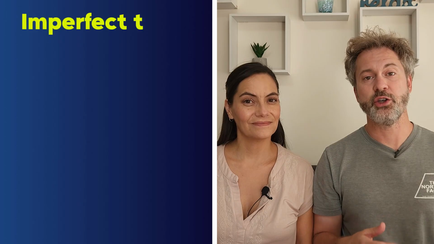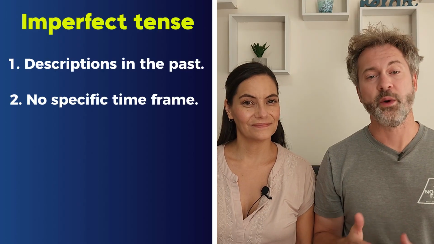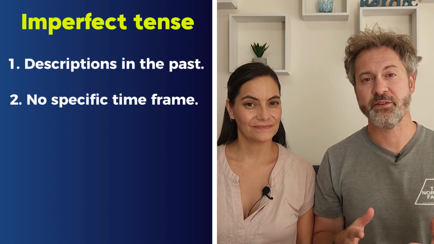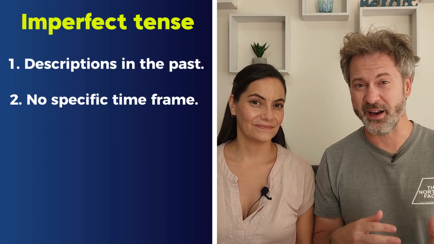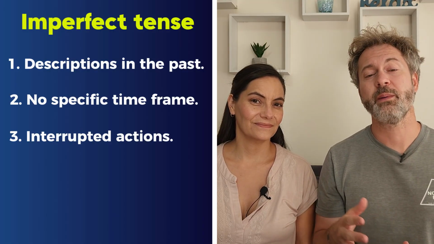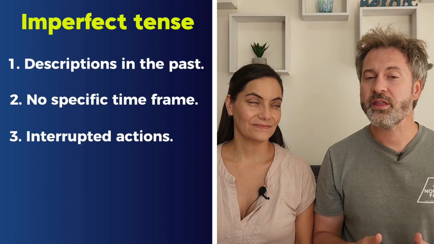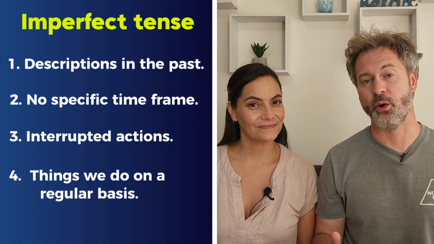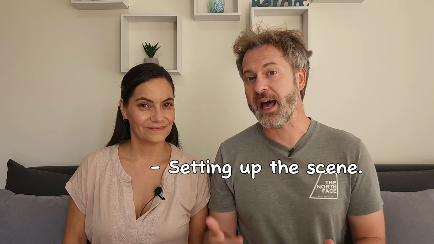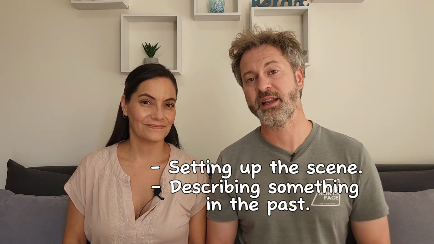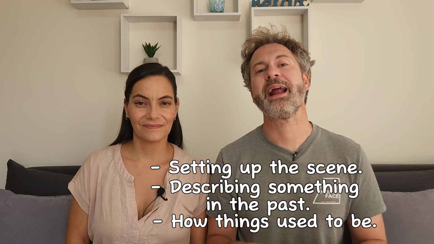Okay, now the imperfect tense, if you need a refresher, is used for descriptions, when we talk about when we have no specific time frame, a beginning or an end, or when we talk about actions that get interrupted or things that we do on a regular basis. So whenever we use the imperfect, we're always sort of setting up the scene for something to happen, or we're describing something that happened in the past. We're always going to be talking about how things used to be. Here are a few examples.